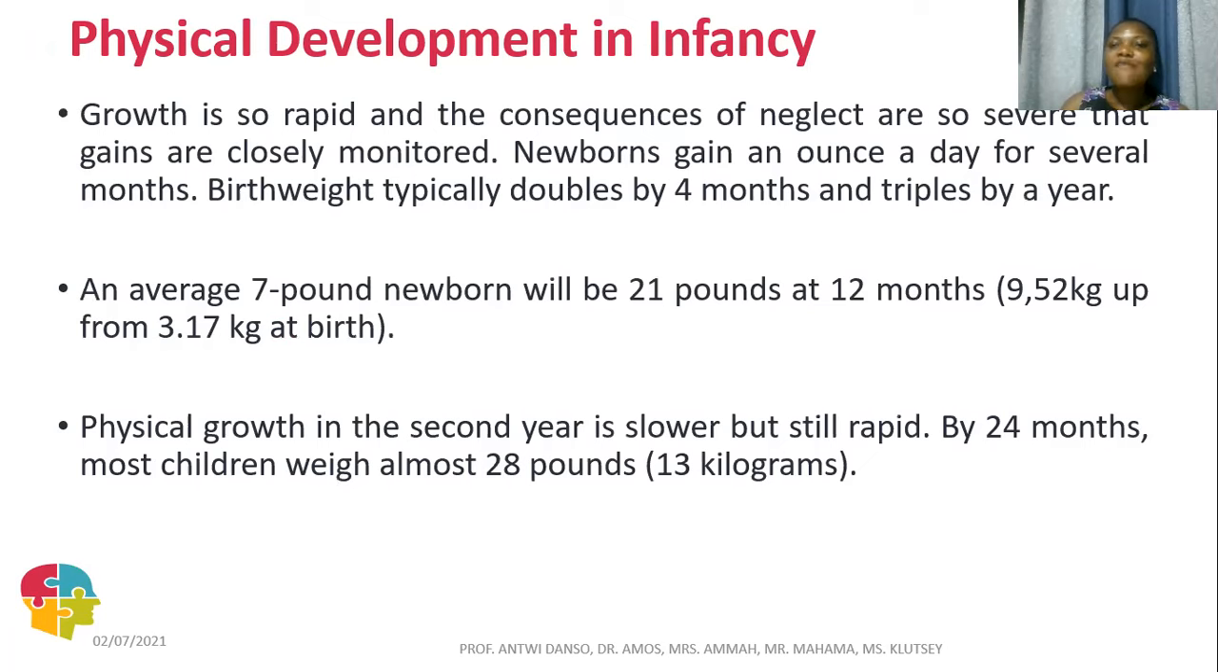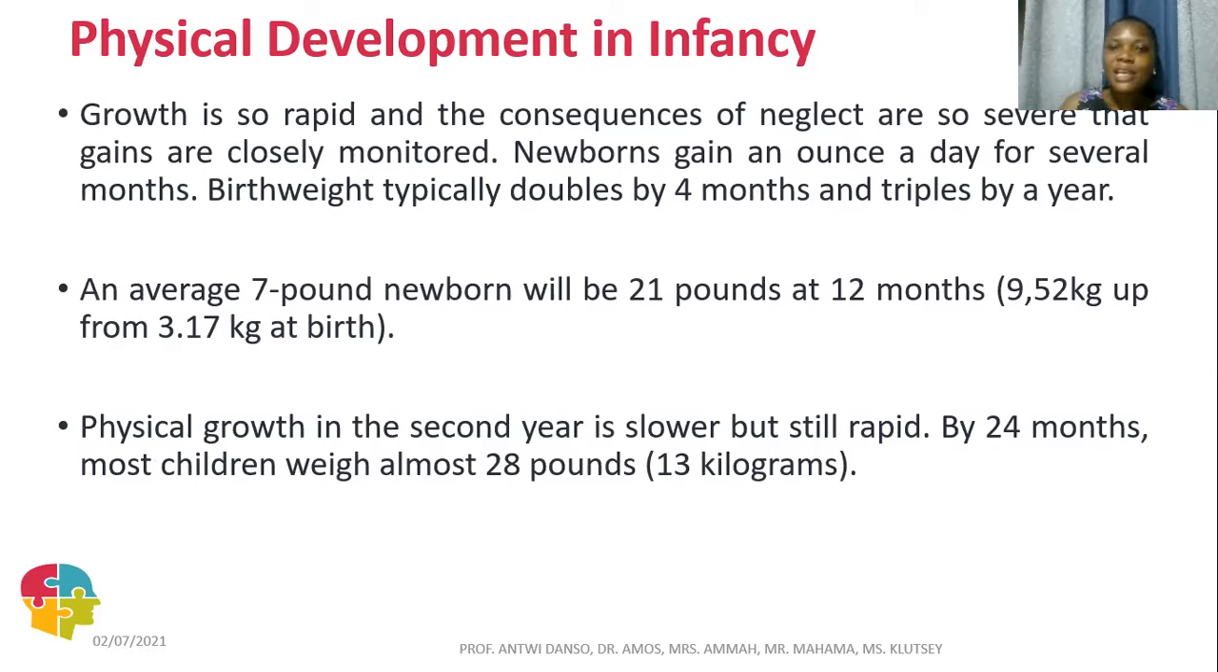So let's begin with physical development, and we'll do physical development in infancy. Usually, every day after the child is born, the child puts on weight. The child adds an ounce to their weight. And so they do that severally. So by the time that the child is 1 year, their birth weight should have tripled. And so at this stage, we say that what? The child needs to be cared for thoroughly, because when there is neglect, it can affect development in other domains like the cognitive and the socio-emotional.